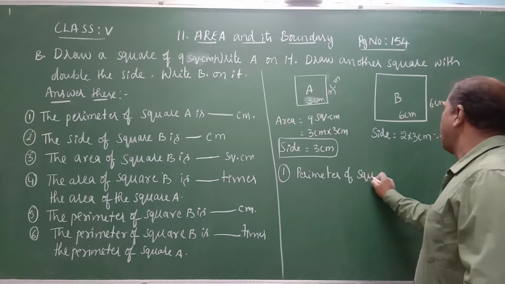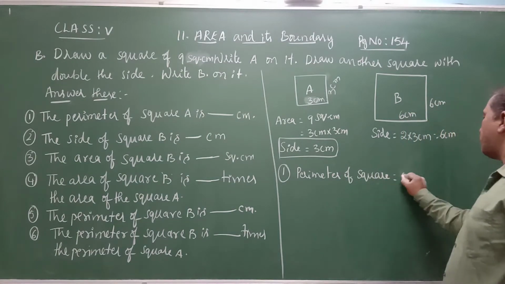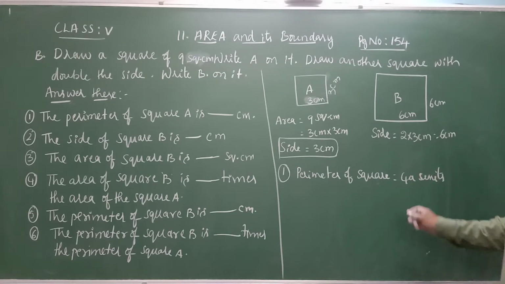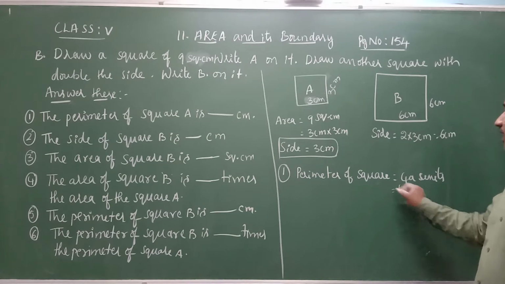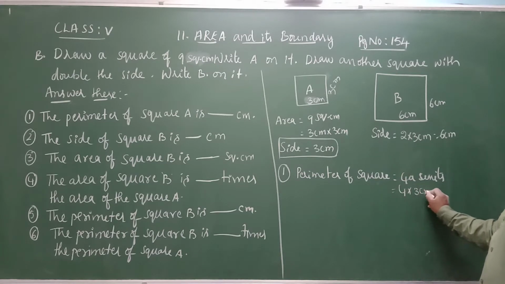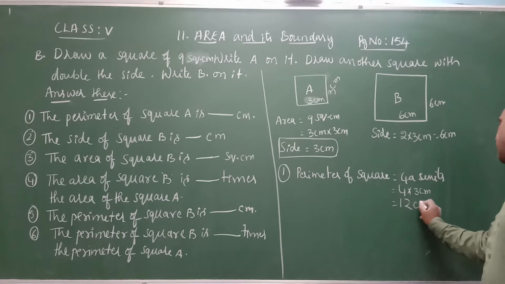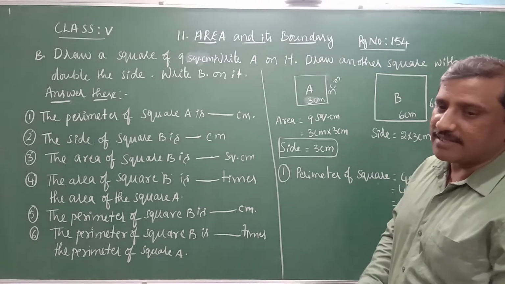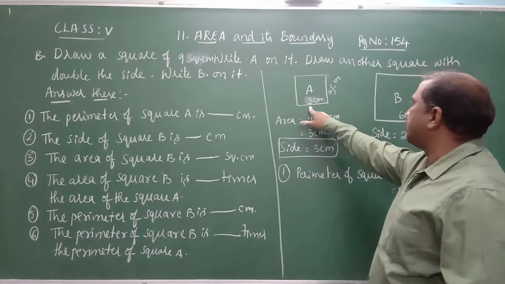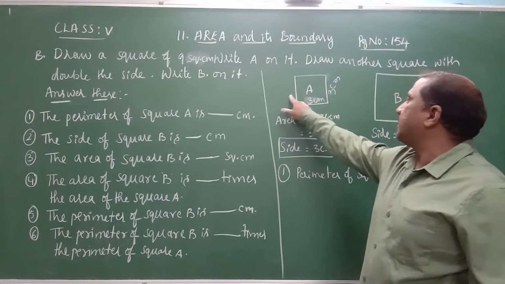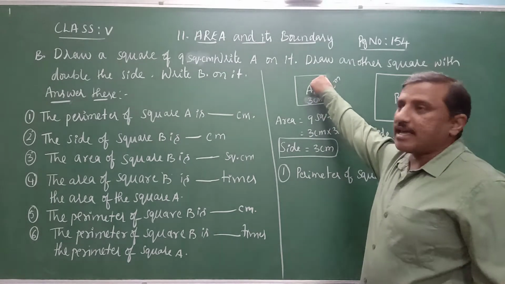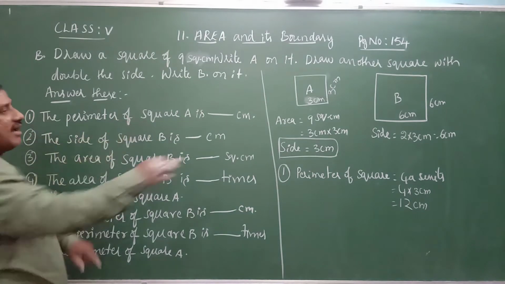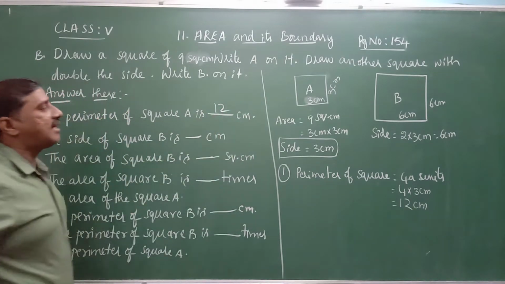The perimeter of square A is equal to how much? The formula is 4 into A units. 4A units. That is 4 into 3 centimeters, which is 12 centimeters. So the perimeter of square A is 12 centimeters. You can count 3 centimeters plus 3 plus 3 plus 3. 3 plus 3 is 6. 6 plus 3 is 9. 9 plus 3 is 12. Therefore, the perimeter of square A is 12 centimeters.